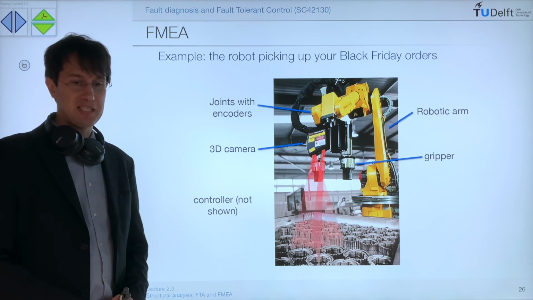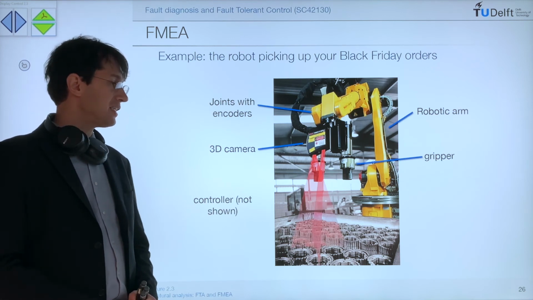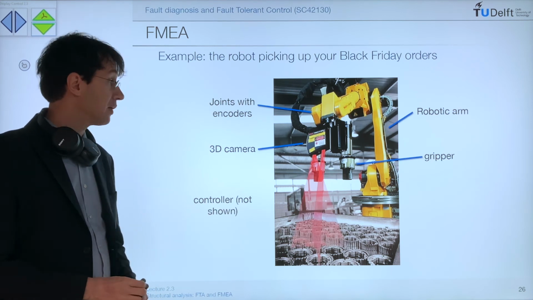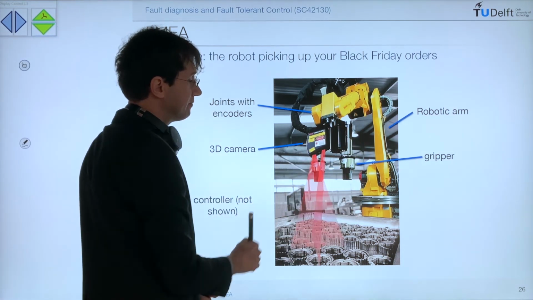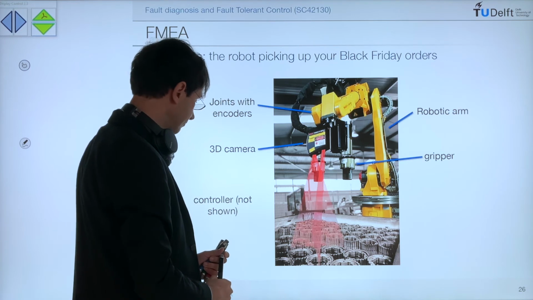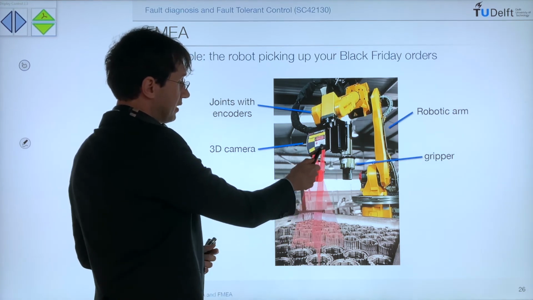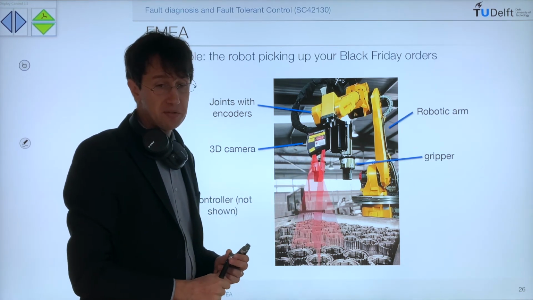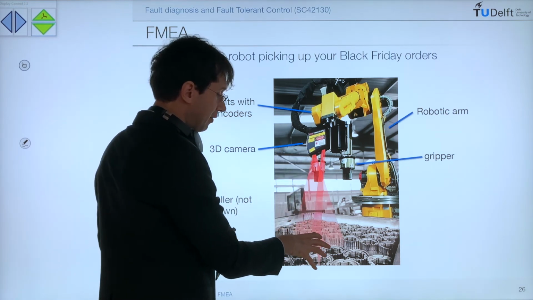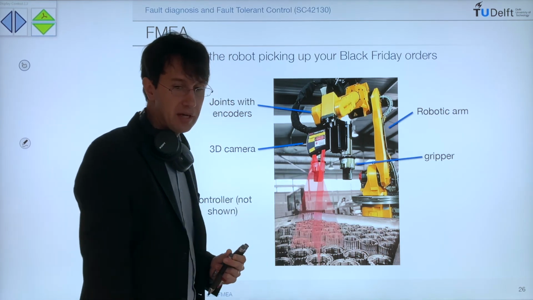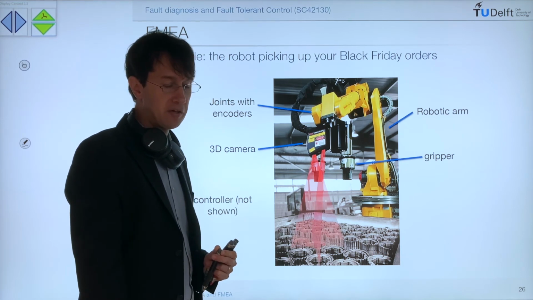So in the video that we have just seen, there is a robot similar to this one. It is a picking robot. It has some machine vision sensor, for instance, a 3-dimensional camera, that can see where objects, where packets are on a conveyor belt.